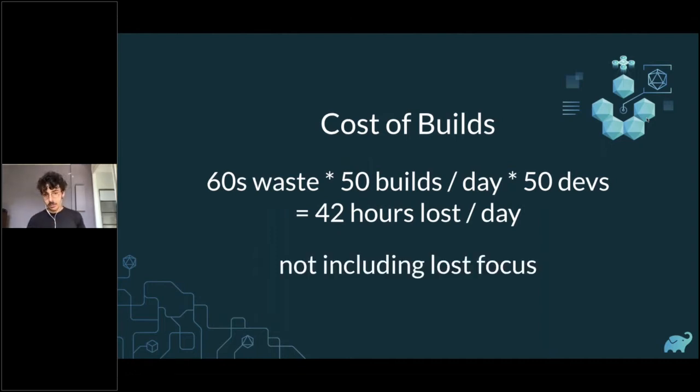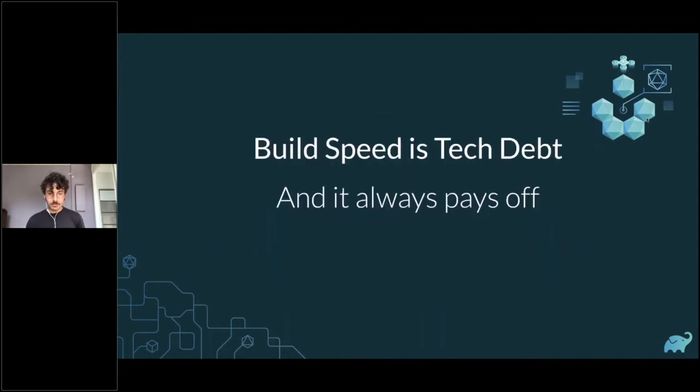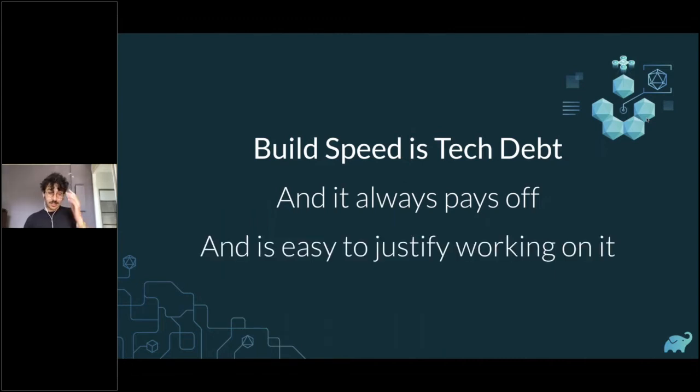And that doesn't even include lost focus, right? So fast builds really matter. You could hire 5 new people without paying them, no recruiting, no cost of onboarding, all that. So what I'm here to argue is that build speed is tech debt. It always pays off. And it's also easy to justify working on it because the numbers are very clear.